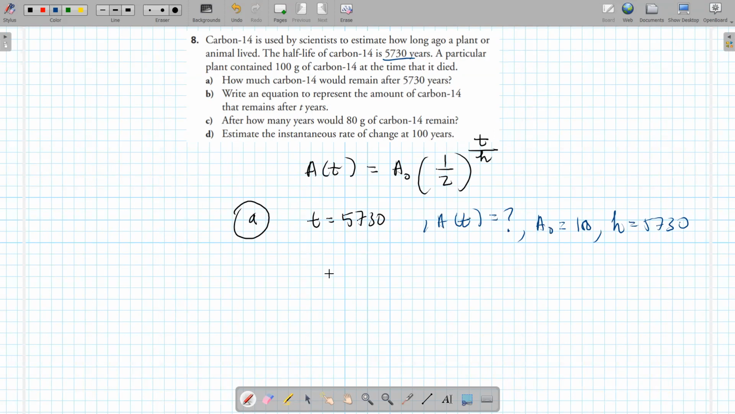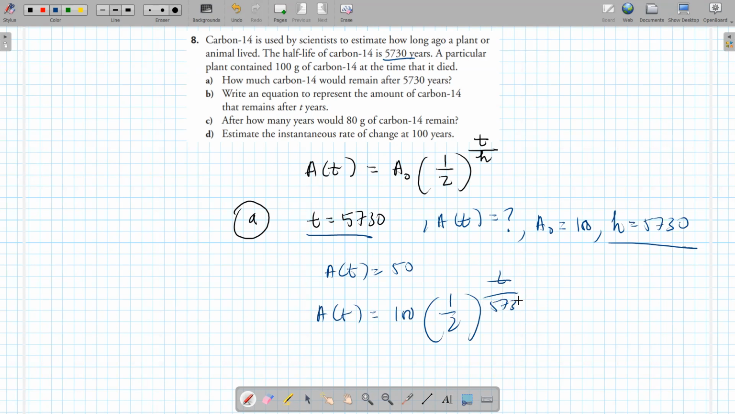What's your final amount? Remember, half-life is the time it takes for it to reduce to half of its mass. So if you started out with a mass of 100 grams, after your half-life amount, you get 50. That's it. To write an equation, the equation will be 100 times 1 over 2 to the power of t over 5730, like that.